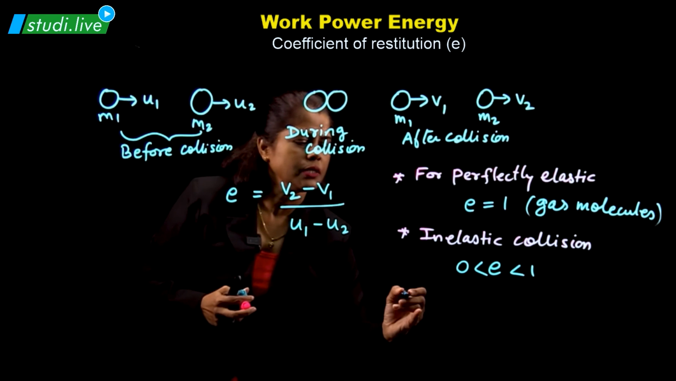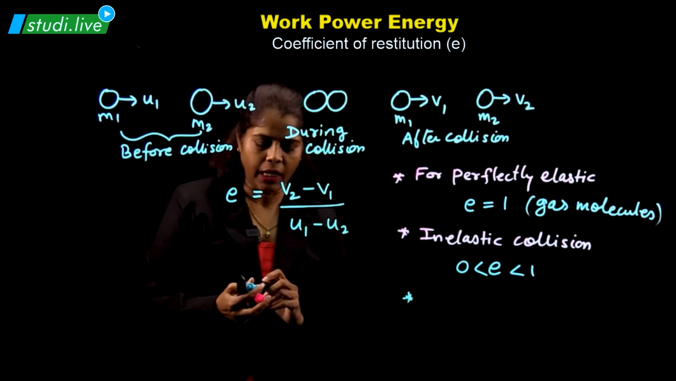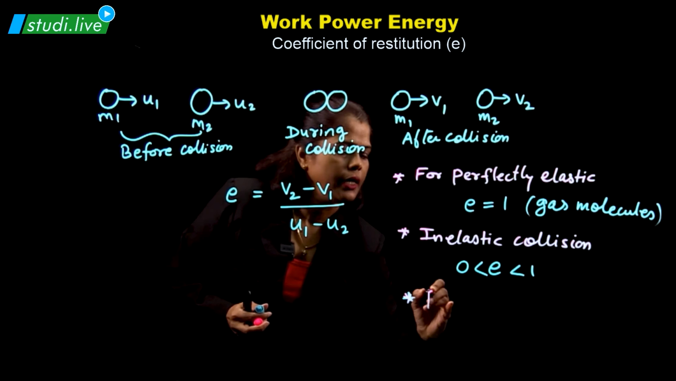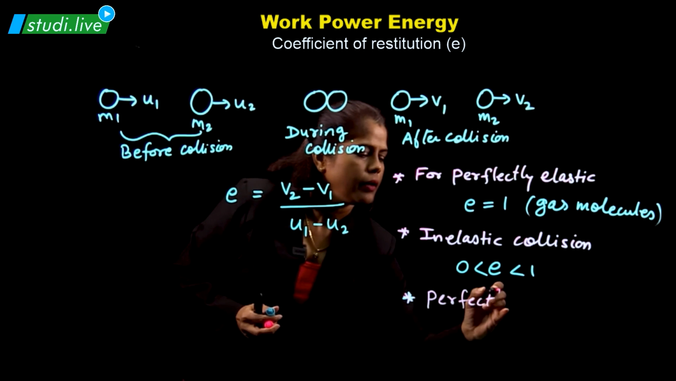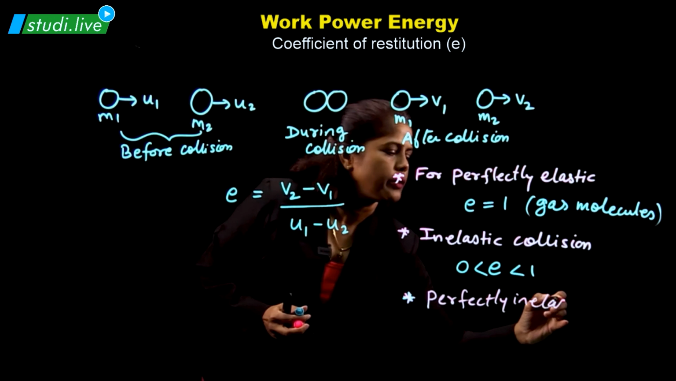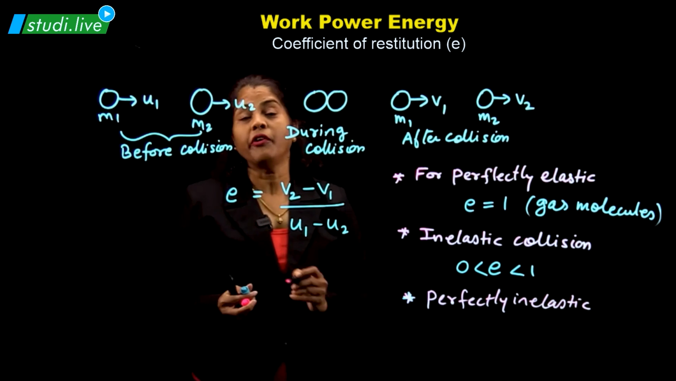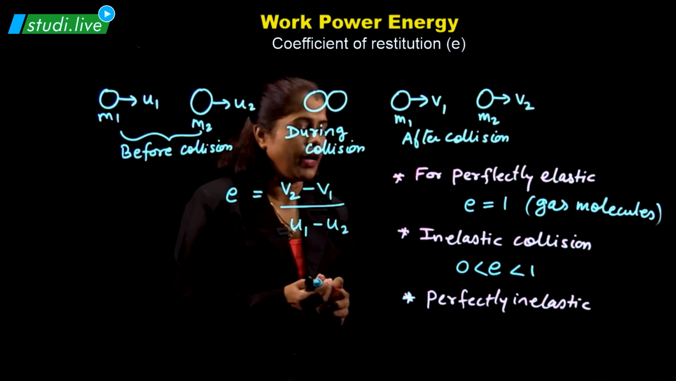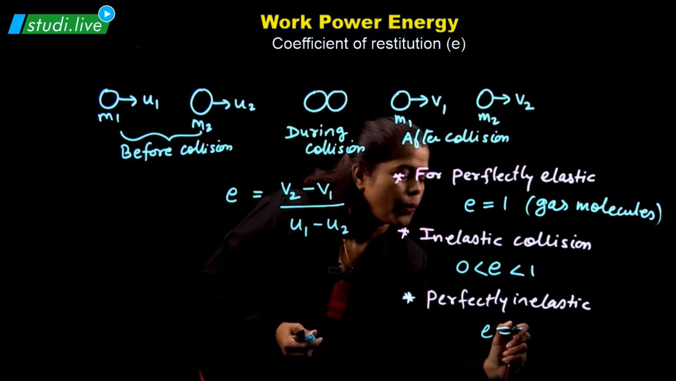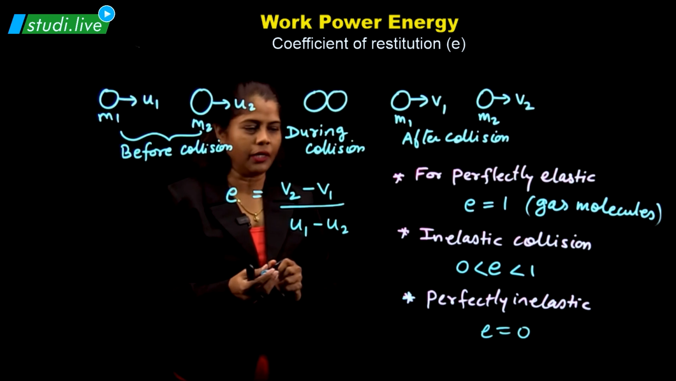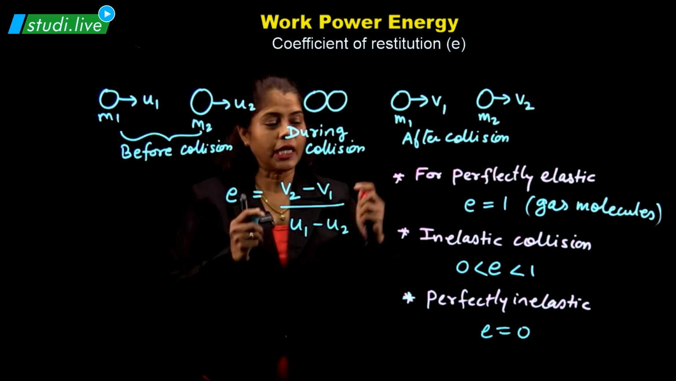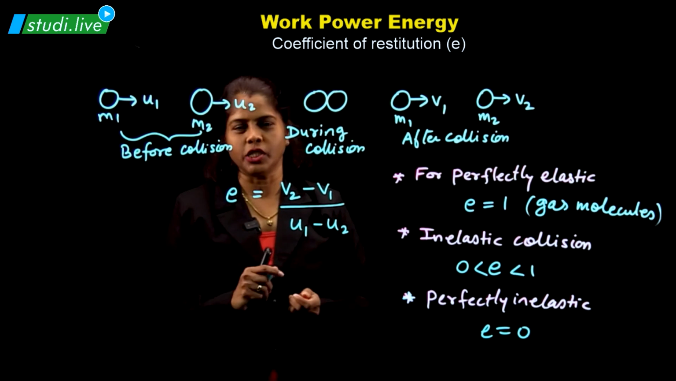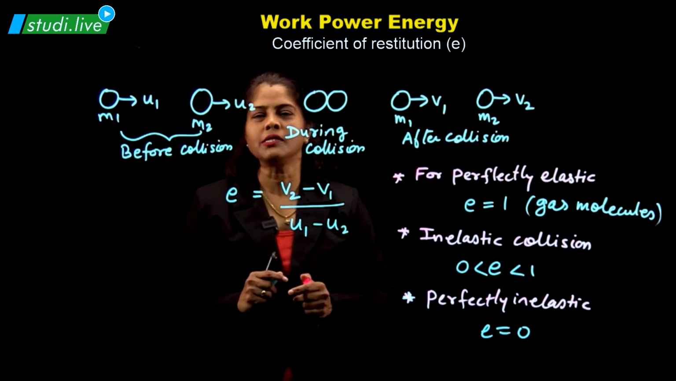There is one more case, students, that is perfectly inelastic collision. In a perfectly inelastic collision, the e value is 0. So these are three different cases to understand the coefficient of restitution. I hope, students, you have understood the complete concept.